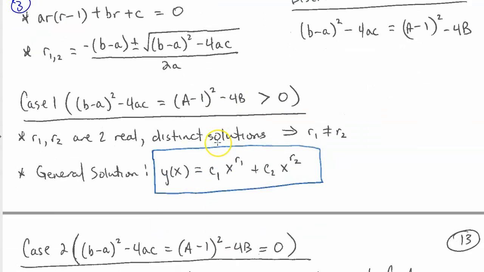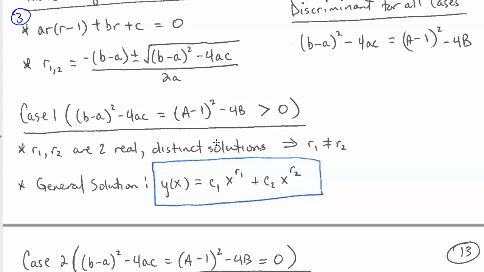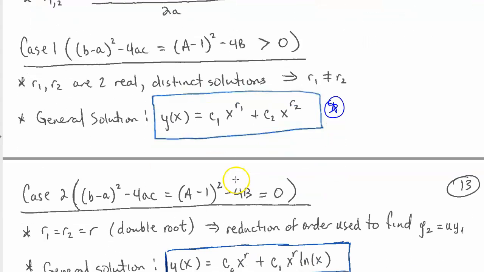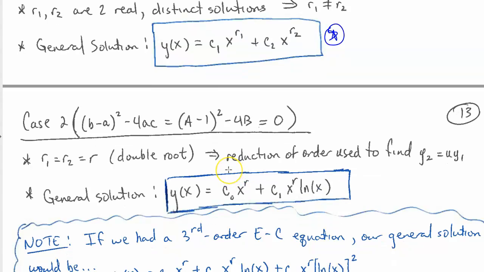All right, so now that we know what our indicial equations are, or the choices for them, we know that in case 1, our discriminant is greater than 0. We end up with two distinct real number values for the solution to the indicial equation. And we see there's just a linear combination of x raised to those solutions. For case 2, that's the one where we had the double root.